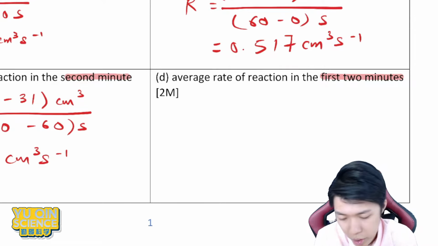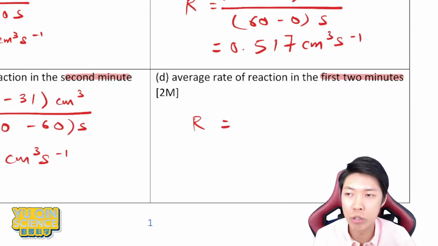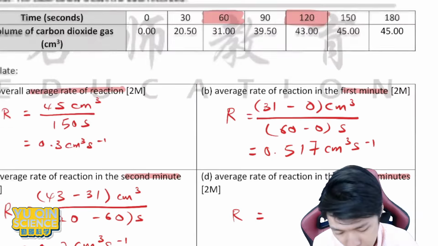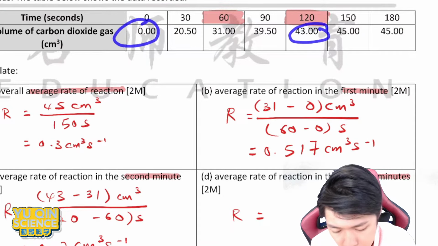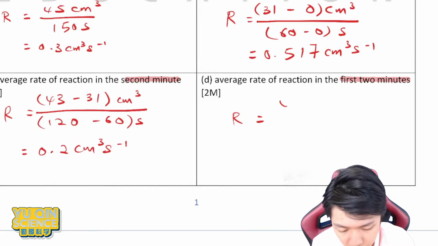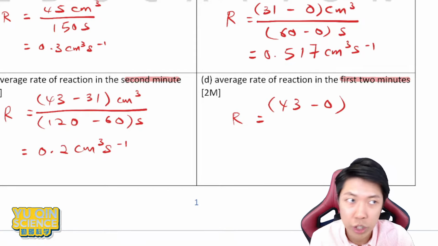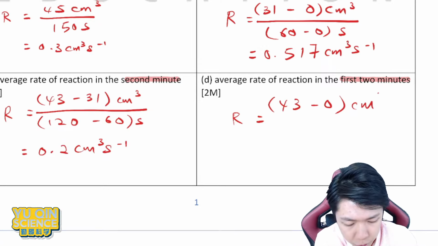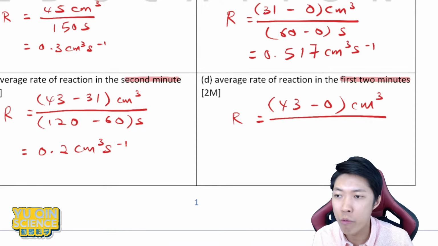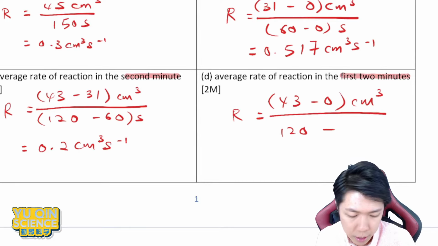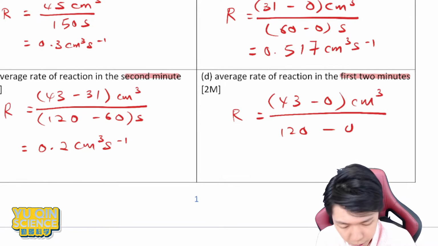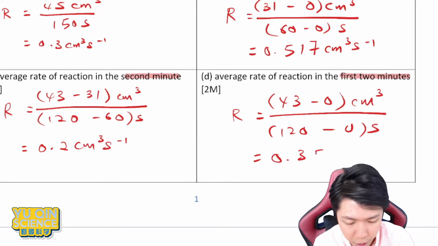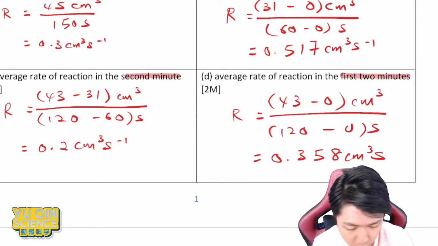Okay, so same: rate of reaction equals change in quantity over time. So change in quantity will be, the second minute is 43 minus 0. Actually, no need, we skip. 43 minus 0, that's the change. Second minute minus the starting, which is 0. Yeah. Cm3 over time. Time will be 120 minus 0 seconds. Okay. Calculator do the job, and that will be 0.358 cm3 s negative 1.